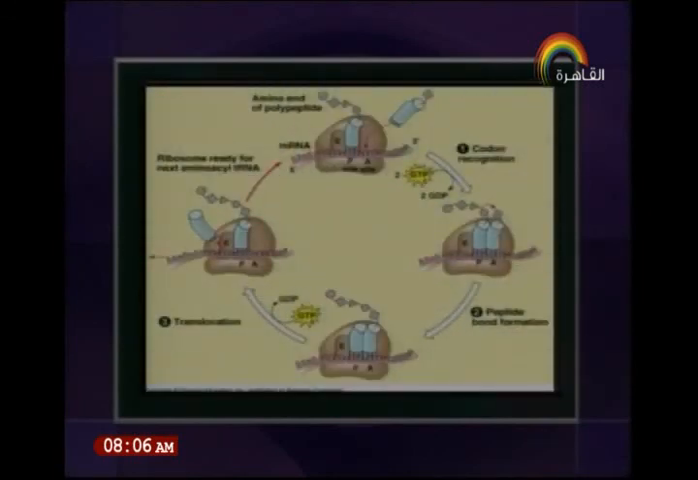This structure illustrates the elongation of the polypeptide chain. Number 1, codon recognition. Number 2, this is the step of peptide bond formation. And then translocation. Then the ribosome is ready for the next aminoacyl tRNA. Then the amino end of the polypeptide.